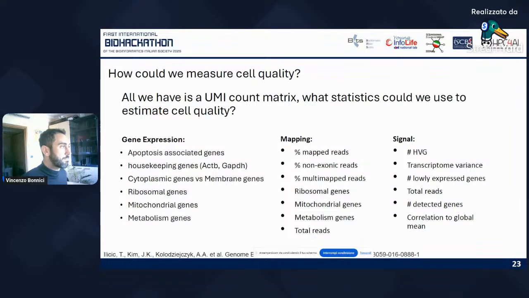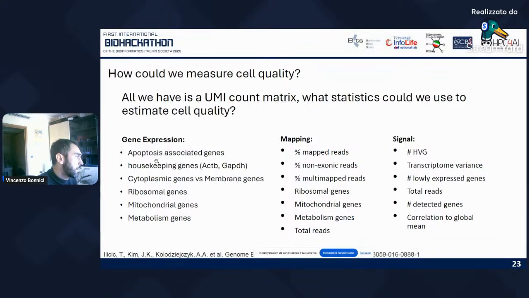There is not a specific thing that we can do. It depends on the experiment, the experimental setup. It depends on what we wanted to sequence. It depends on what we put in the sequencer, and so on and so forth. But of course, here there are some indications of what we could take into account for evaluating the quality of the UMI count matrix. You can take into account something that is related to gene expression.